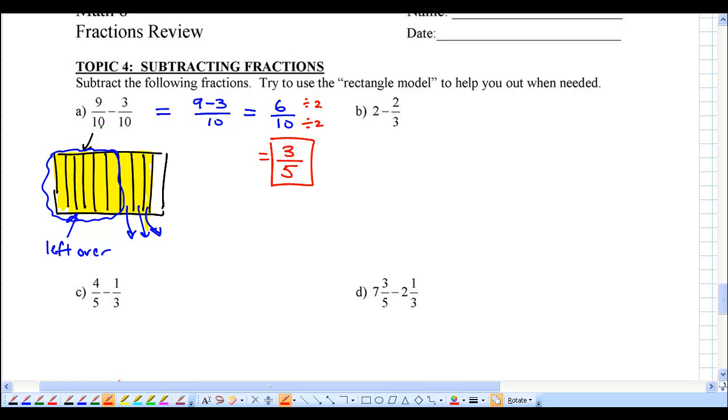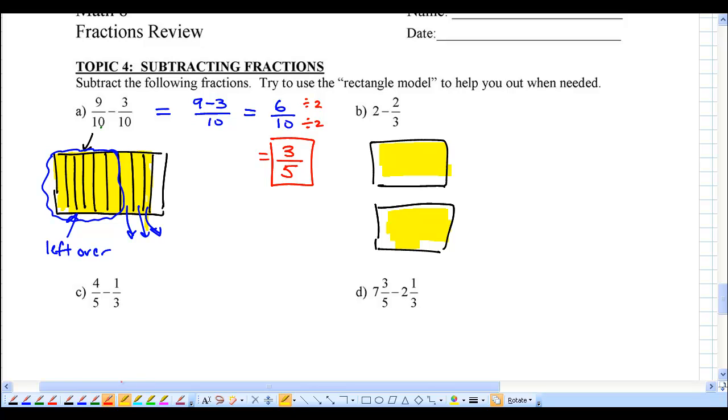Okay, this one's kind of weird because now we have a 2 by itself, a whole number, minus 2/3. So what's up with this? If I were to draw a picture, how would I draw 2 wholes? That'd be 2 rectangles, right? All shaded in. That's 2 wholes. How do I take away 2/3 then?